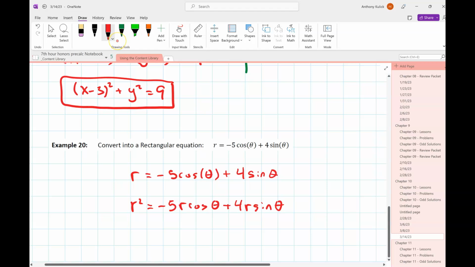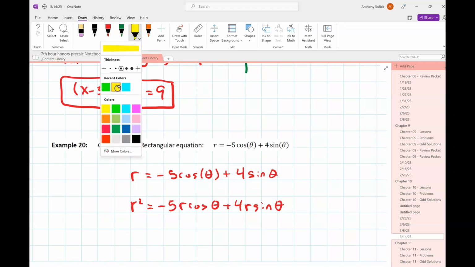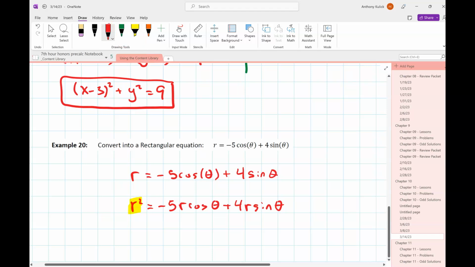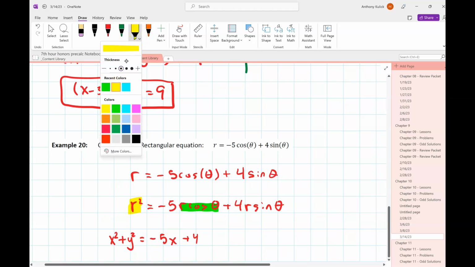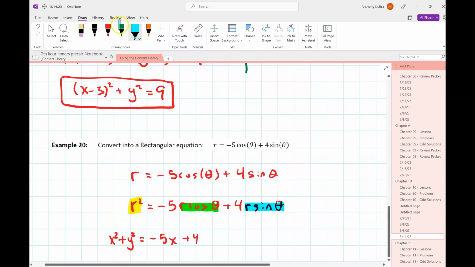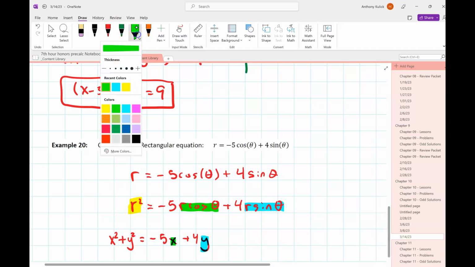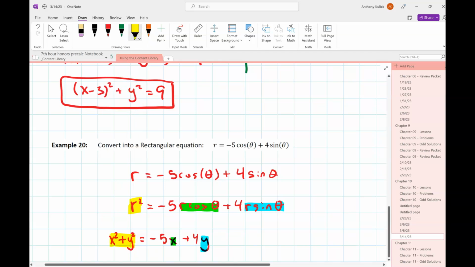And then I notice, what is r squared the same as? x squared plus y squared. Excellent. What is r cosine theta the same as? X. And then what is 4r sine theta the same as? Y. Go back and color code some of this stuff so you can tell next time.